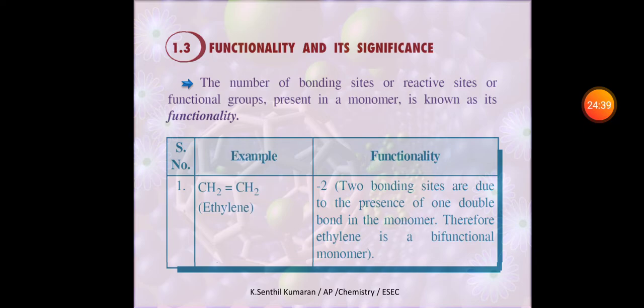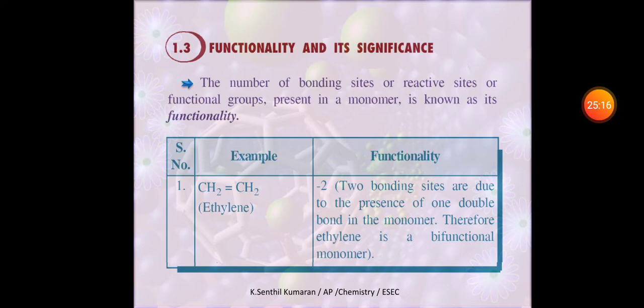We will explain with one example. For example, the ethylene molecule. What is the formula for the ethylene molecule? CH2=CH2. Here the double bond is the reactive site. This double bond is common to two carbon atoms. So what are the reactive sites in this ethylene molecule?